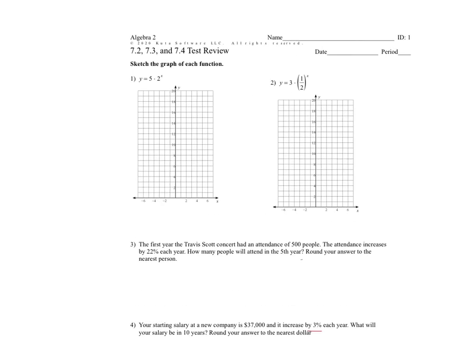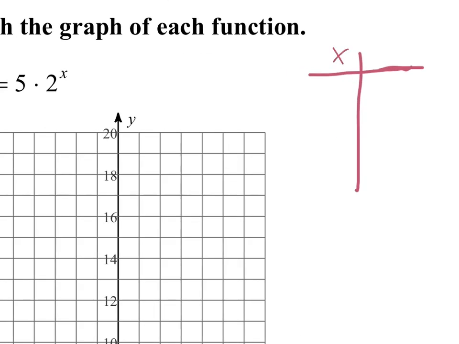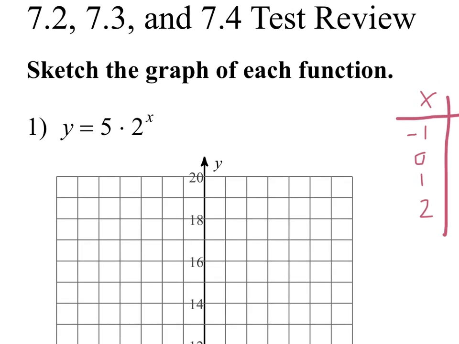Okay, looking at number 1. So on the test, you're going to need 4 points for your graph. So we're going to plug in points for x and get points for y. So our points that are the easiest to plug in for x are going to be -1, 0, 1, and 2. So we're going to plug those in where our x is.